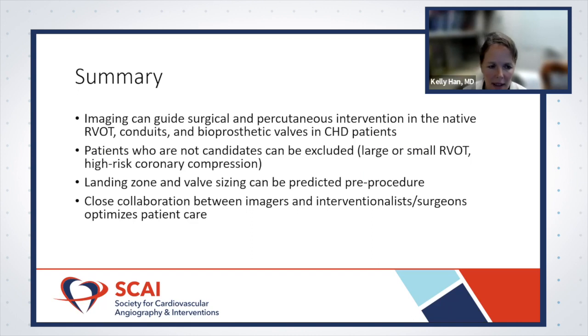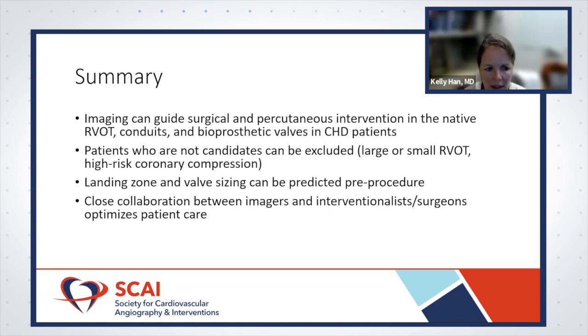So in summary, I think that imaging can guide surgical and percutaneous interventions in the native RVOT, conduits, and bioprosthetic valves in congenital heart disease patients. I think patients who are not candidates can be excluded. So when you have an RVOT that's 4.5 or 5 centimeters, that patient's not going to be able to have a percutaneous option. I think it's also true when they're very small RVOTs that you wouldn't get a good result from.